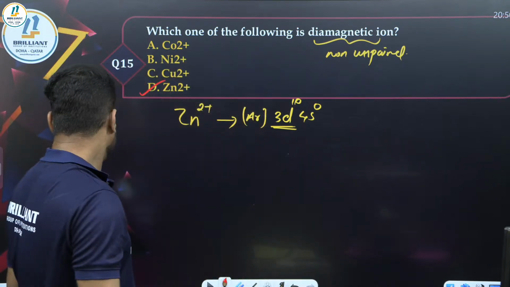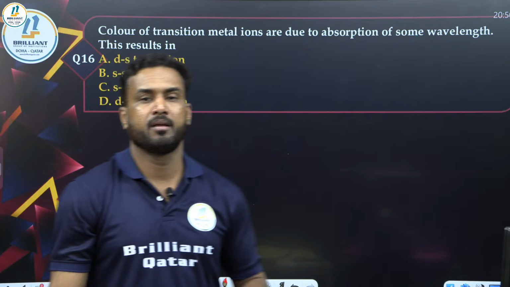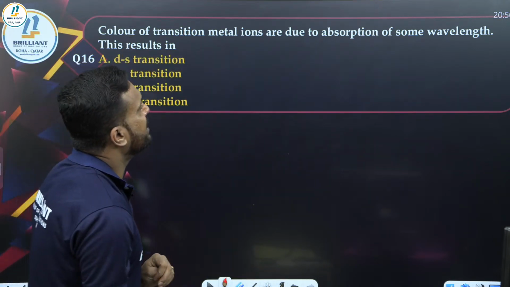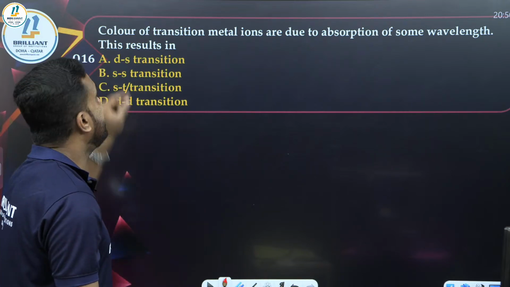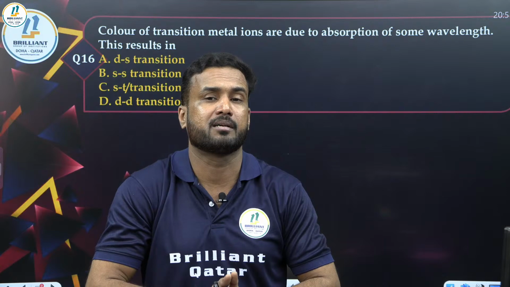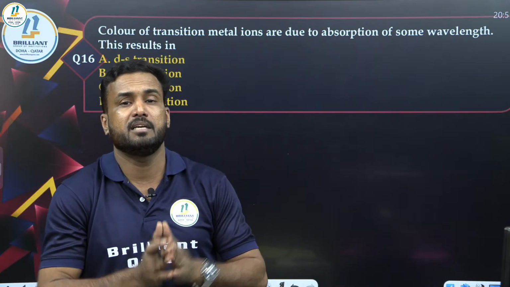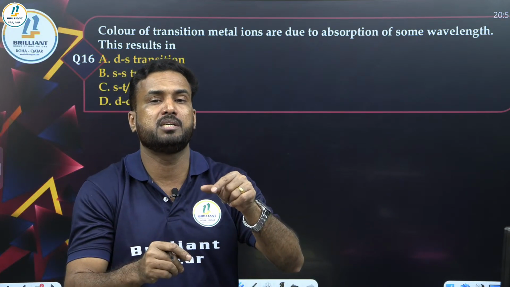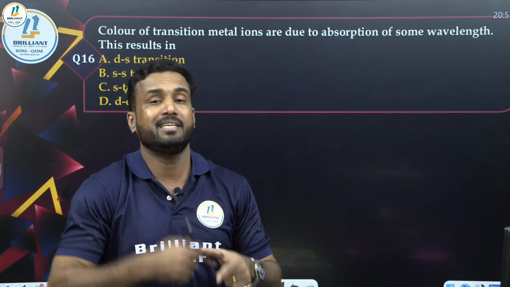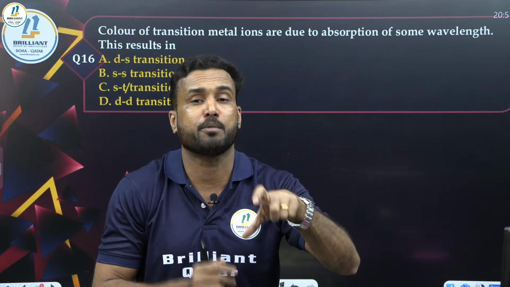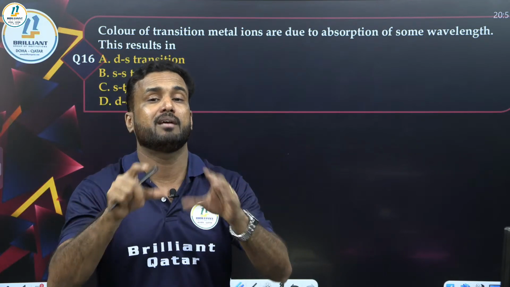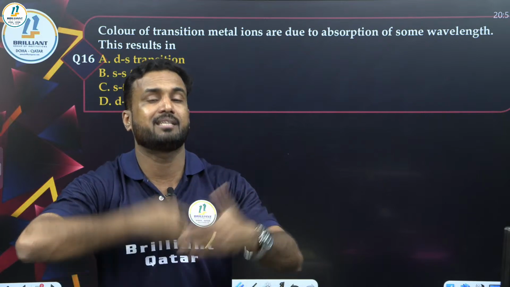Okay, yes. Now question number 16. See, 16th one is color of transition metal ions are due to absorption of some wavelength. This results. We know that one. Why transition elements exhibit color? If there is unpaired electron, from t2g electrons get excited into eg. So excitation of electron requires energy. It absorbs energy from visible light. A particular wavelength of light will be absorbed to excite the electron.